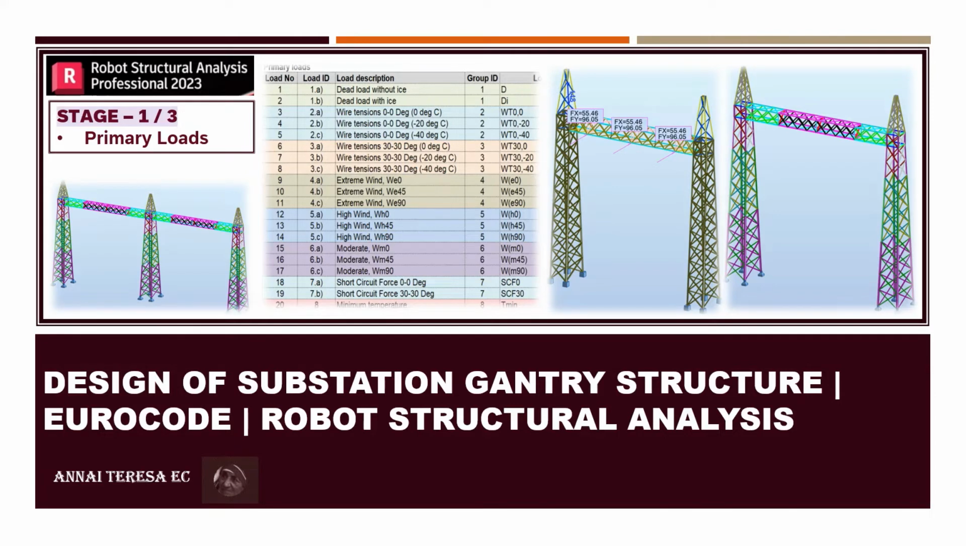In this video, we are going to do design of substation gantry structure in Eurocode with robot structural analysis. This is stage 1 out of 3, in which we are going to discuss the primary loads. There are 20 primary loads listed here, and we are going to apply these primary loads in the structural model which we had prepared earlier.